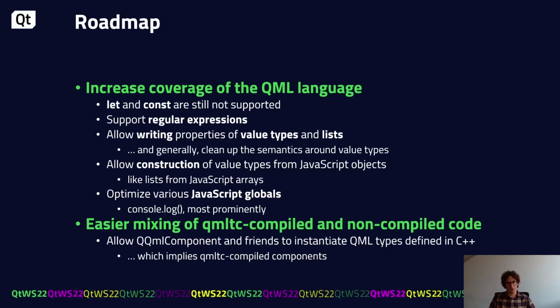So far about that. Where are we going with this? The most important thing to be done next is increasing the coverage of the QML language. There are still a lot of things that are not supported by the native code generation of QML Cachegen or by qmltc. For example, let and const are not supported yet, regular expressions are not there yet. Writing properties, value types and lists, because that requires write back. Then construction of value types from JavaScript objects, but yeah, okay, we're almost there with that. And then optimization of various JavaScript globals, console.log most prominently.